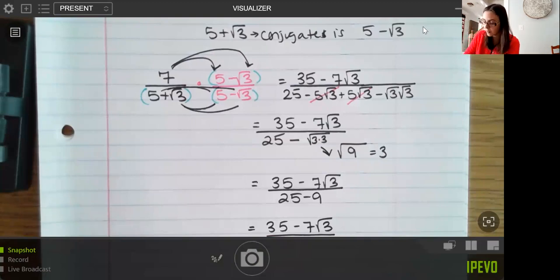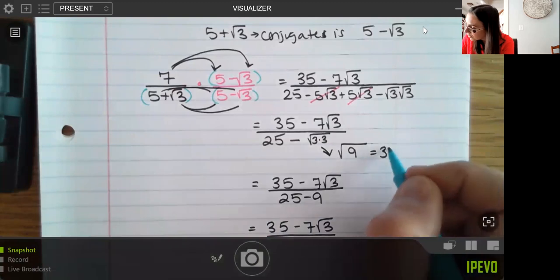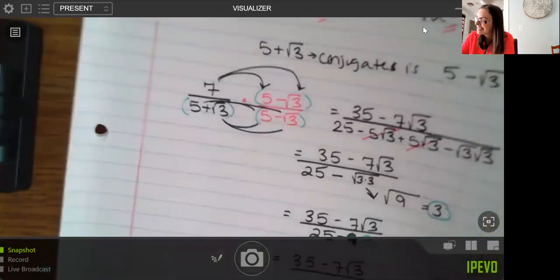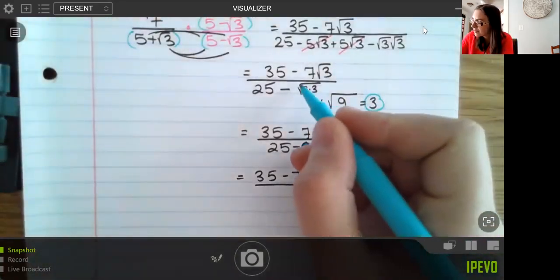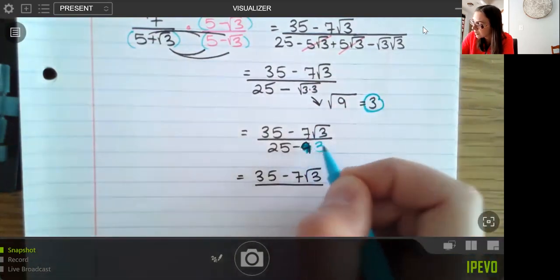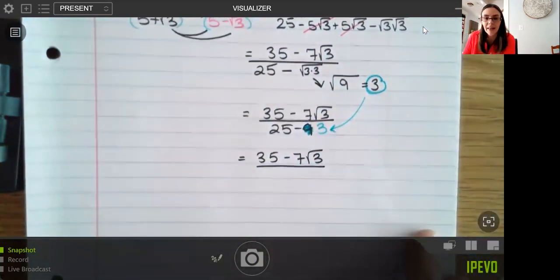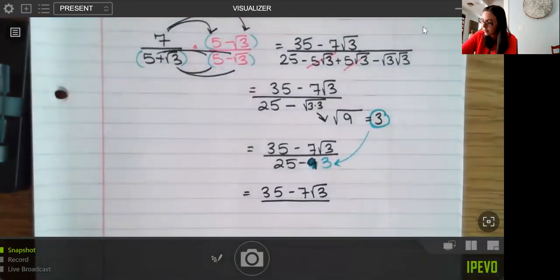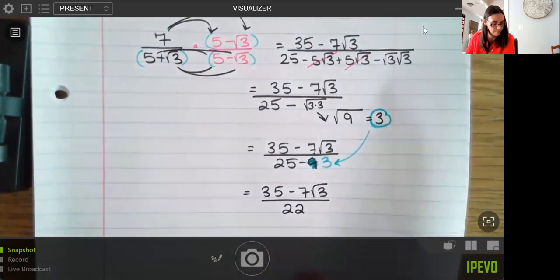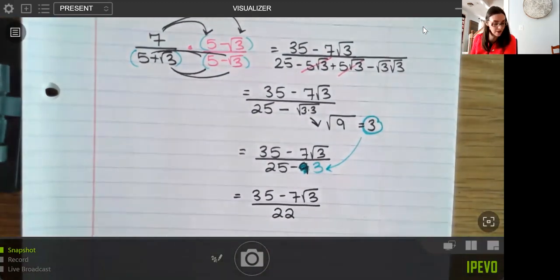Oh, sorry, I made a mistake when I was writing. Sorry, guys. The answer here is 3, not 9. I don't know why I wrote that. That looks better. I kind of paused, so I knew something didn't look right. So here we have square root of 3 times 3, which is square root of 9, or just 3. I should not have written the 9. So it's just the 3 coming down here. Sorry about that. And then 25 minus 3, that looks better, is 22. So this would be my final answer here.